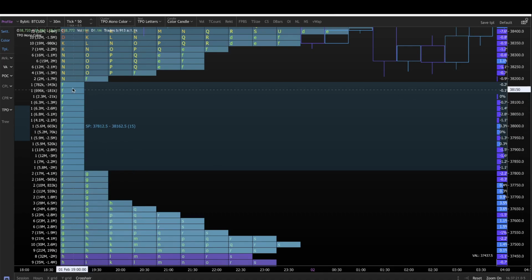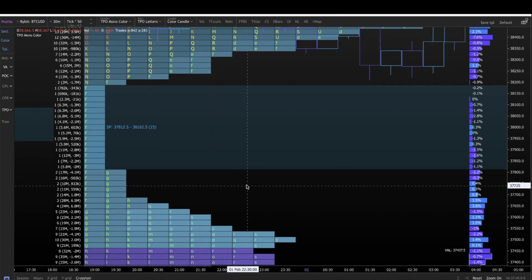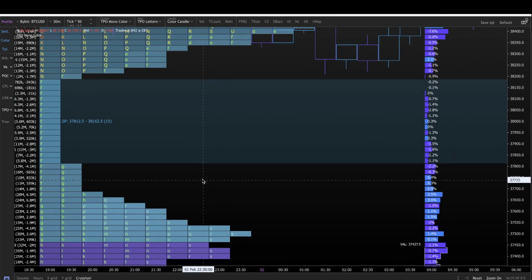So if we were to count up these lowercase f's that are in a row all by themselves, we would get 15: 1, 2, 3, 4, 5, 6, 7, 8, 9, 10, 11, 12, 13, 14, 15 letter F's. We have 15 rows of single prints. Now, a lot of times people will just say we have a row of single prints from 37,812 to 38,162. So when people talk about this, they're not technically being correct when they say we have a row of single prints. Really, we have 15 rows of single prints, right?